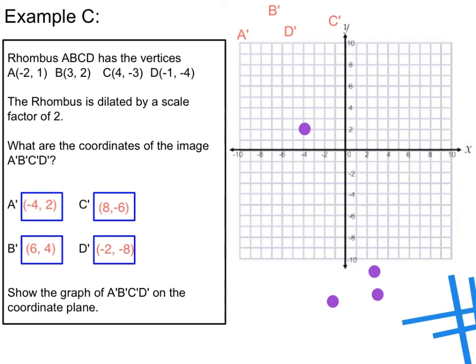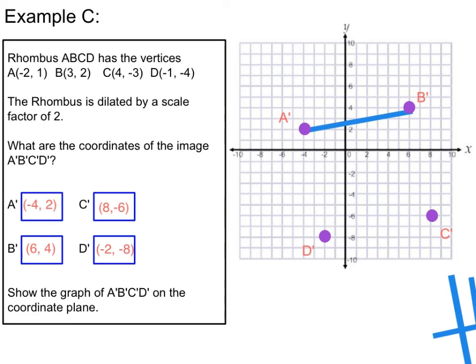So we've got negative 4, 2, and that's going to be our A prime. We've got 6, positive 4, that's going to be our B prime. We've got C prime at 8, negative 6. There we go. And we've got D prime at negative 2, negative 8. Looks like we made ourselves a nice little rhombus.